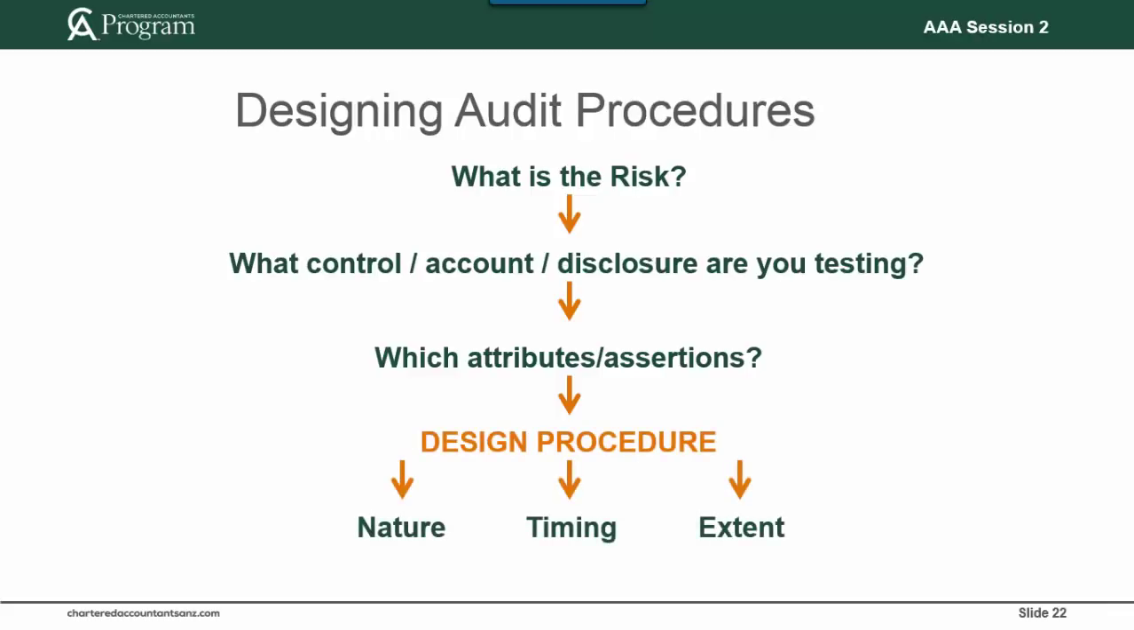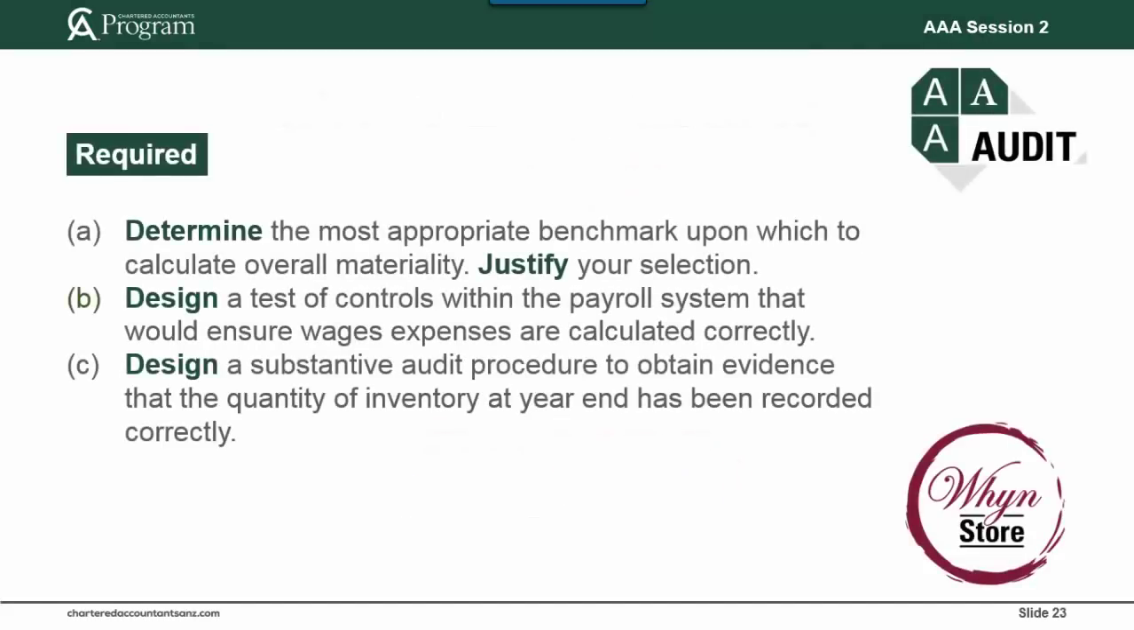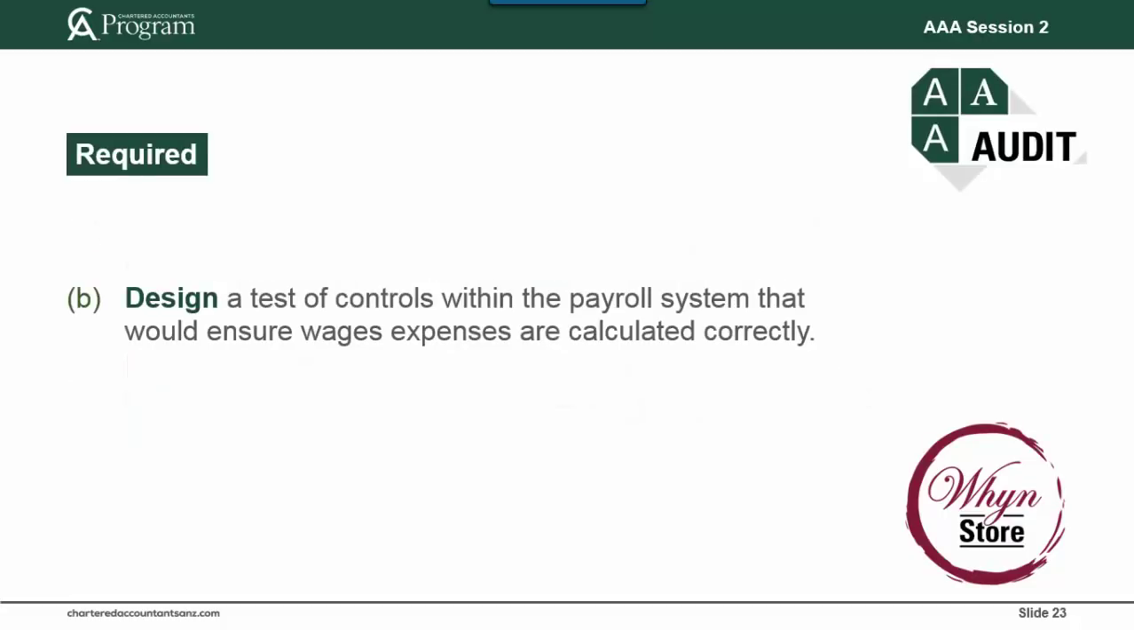Once we've worked all this out, we can then dive into actually designing the procedure by considering its nature, timing, and extent. All right, let's move on to Part B of the required. The task word here is design, which means to develop a procedure or process or course of action based on selection of the optimum combination from a range of available options.